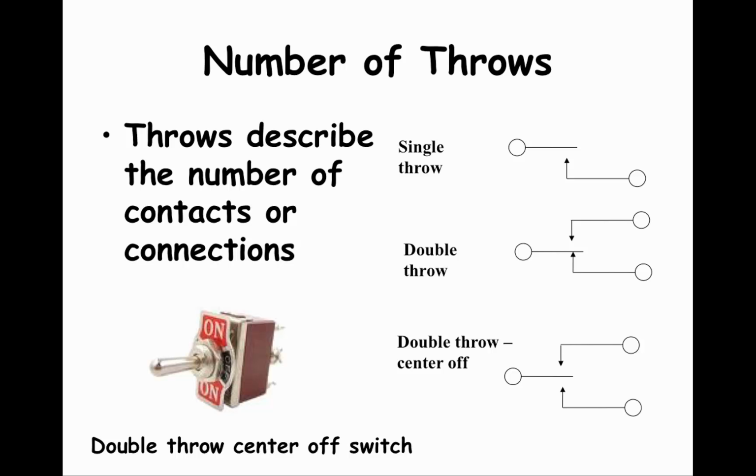The double throw center off switch has another option. The armature to the left can stay between the top and bottom circuit on the right, so neither circuit is connected. Hence, the name double throw because it can make two connections, but it can also make no connection, and this is called center off. So throw describes the number of contacts or connections that the relay or a switch can make.